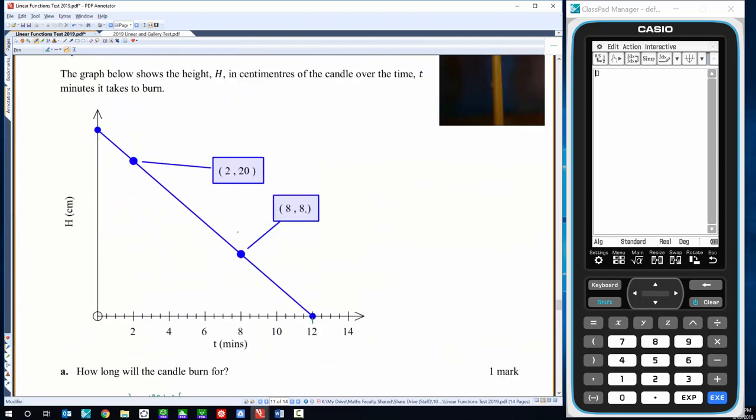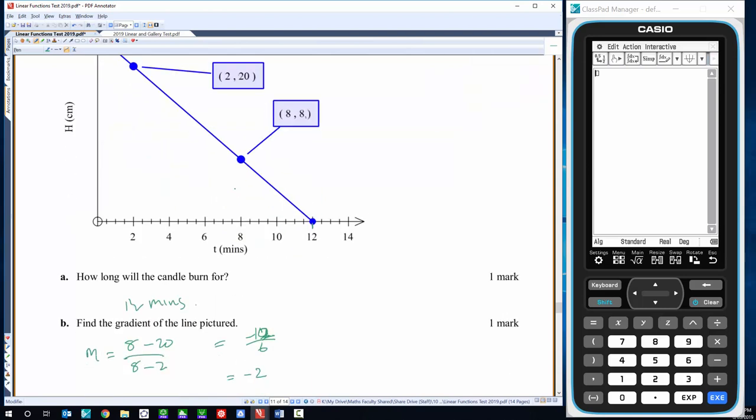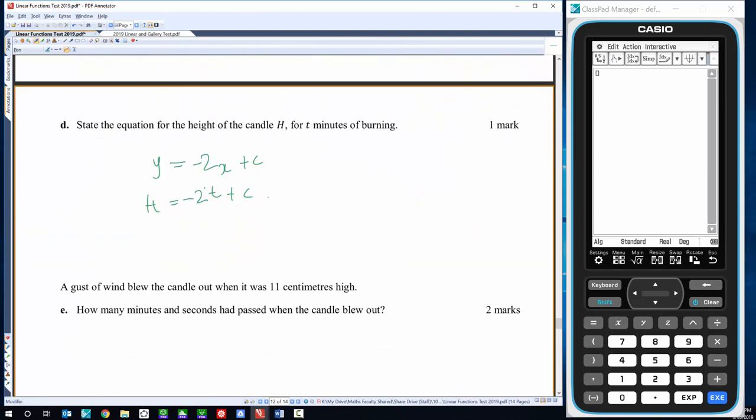So state the equation. It's going to be y equals -2x plus c, or height equals -2t plus c. I don't know what the y-intercept is, and I can't read it off the graph either, but I've got 2 coordinate points. So I'm just going to put 1 into the equation. 8 equals -2 times 8 plus c. 8 equals -16 plus c. Add 16, add 16, c equals 24. Thus the equation is height equals -2t plus 24.